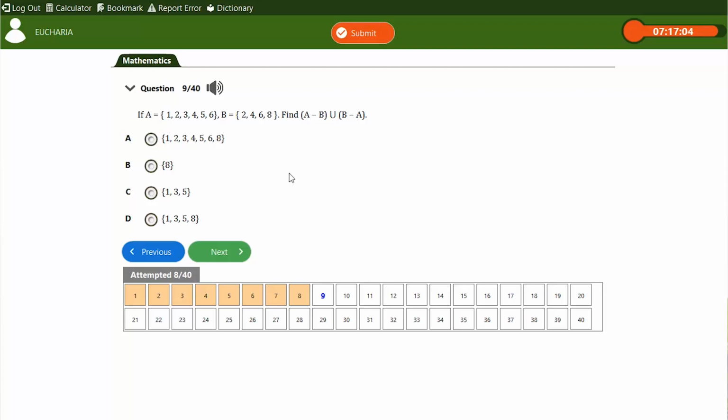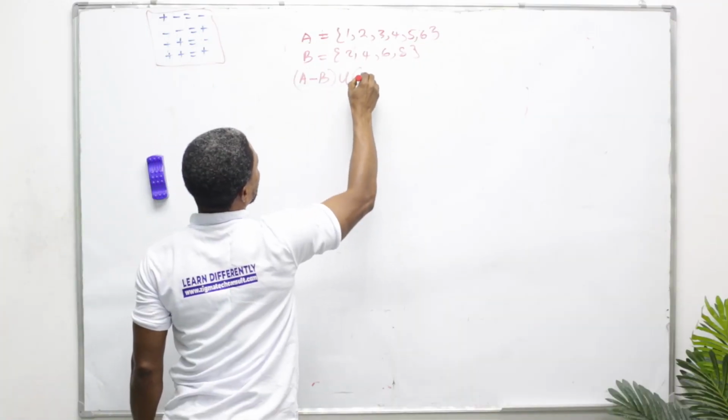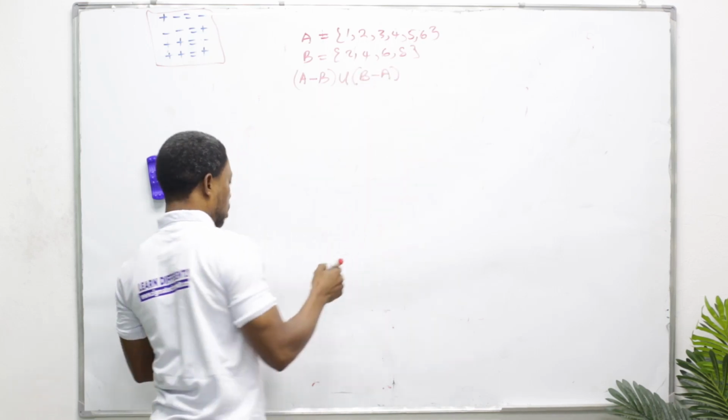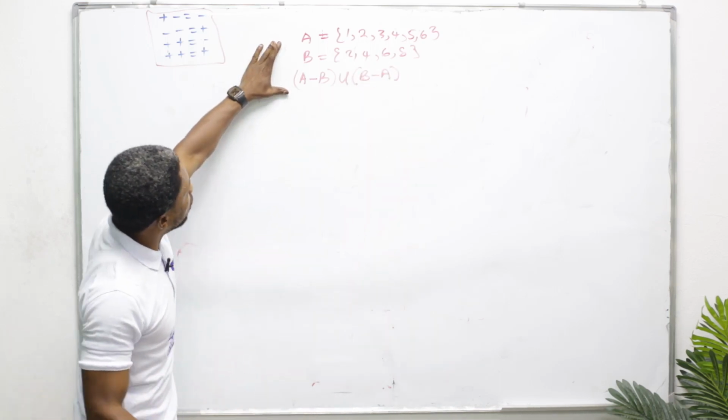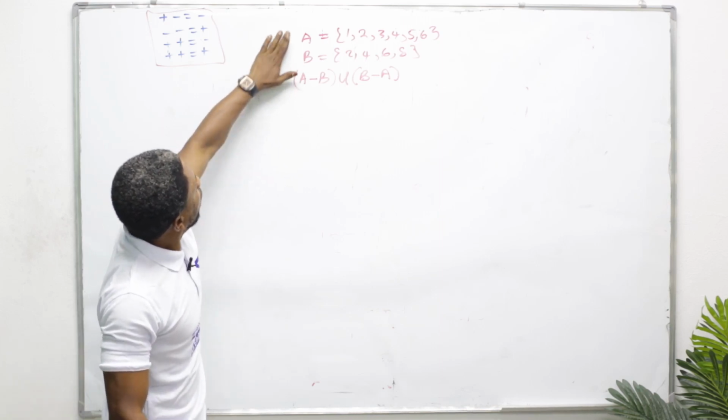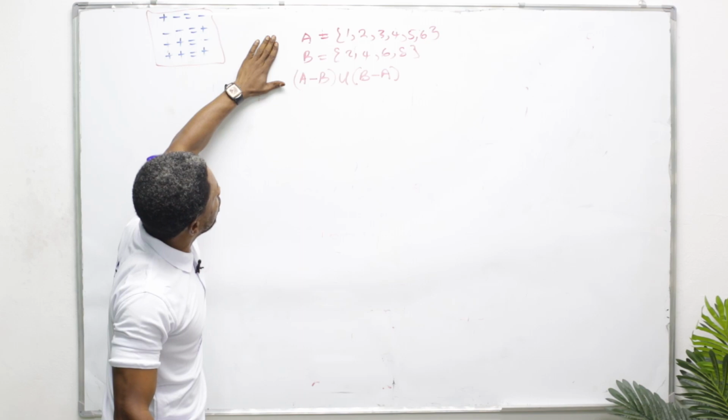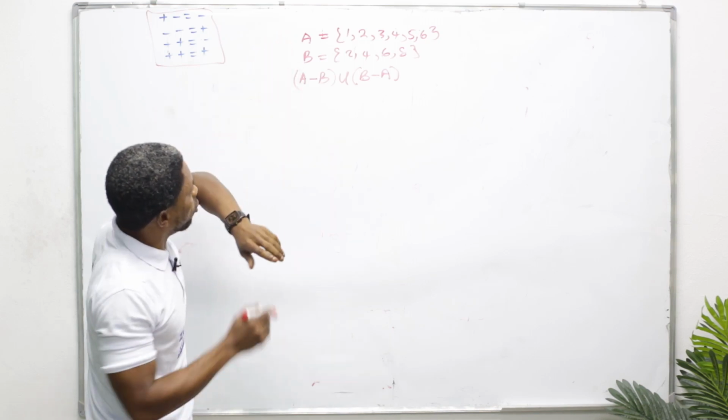Now I have this question, and then this is 1, 2, 3, 4, 5, 6. That is set A, and then set B, I have 2, 4, 6, and 8. We are now asked to find what? A minus B union B minus A. When you are solving this type, this is a subtraction of sets. So under subtraction of sets, I will tell you something as I go.